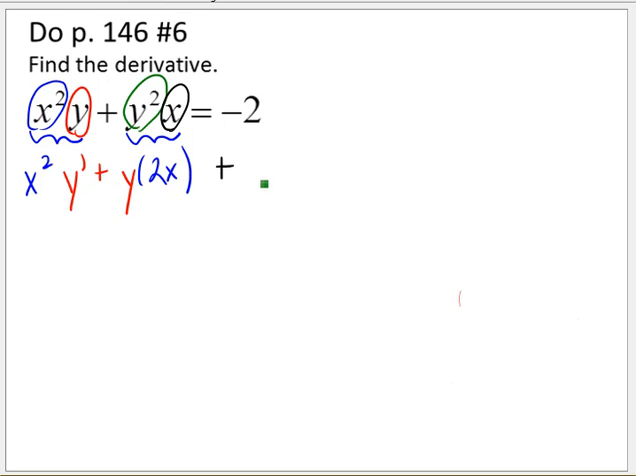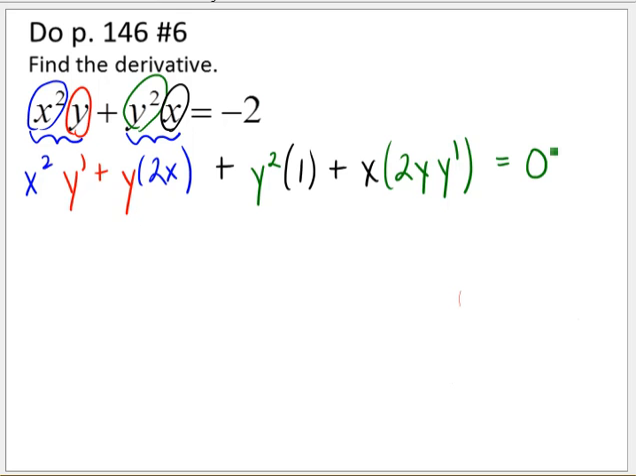So on this part, I'll say first, like we always do, product rule, times the derivative of the second, which is a 1, plus the second, which is an x, times the derivative of the first, which is 2y. Since it's not an x, I need to put a y prime with it. And then the derivative of negative 2 is 0.